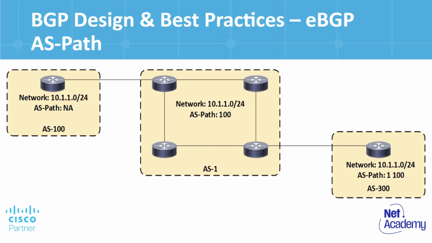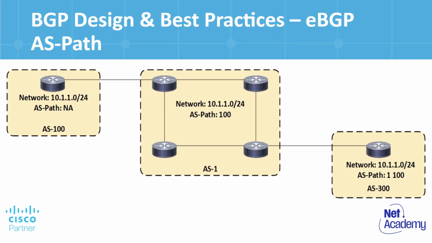That means I originated. We read this kind of right to left, for origin to closest. So the origin AS was 100. The closest AS for me to get there is AS1. So the AS path is either 100 or 101, depending on how you want to read it, right? But you'll notice what is not there is the local autonomous system. Again, we don't put our own autonomous system in the AS path.